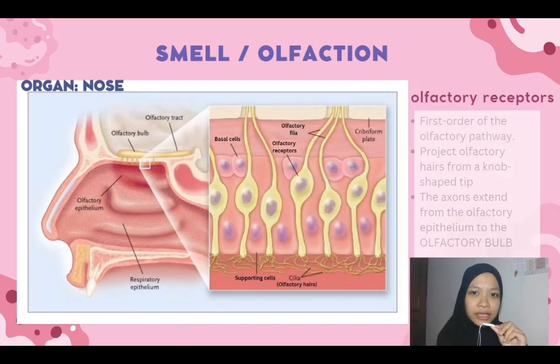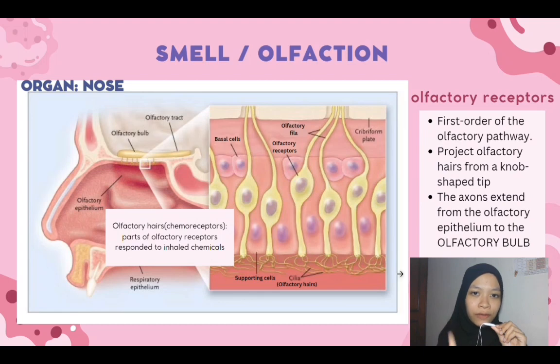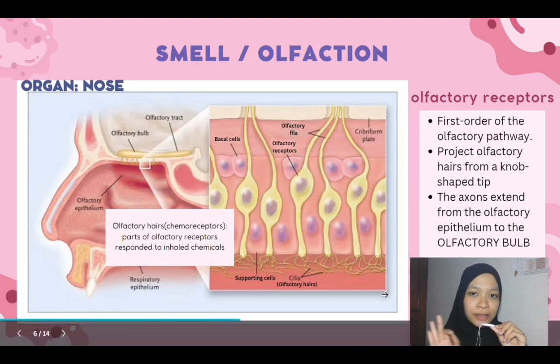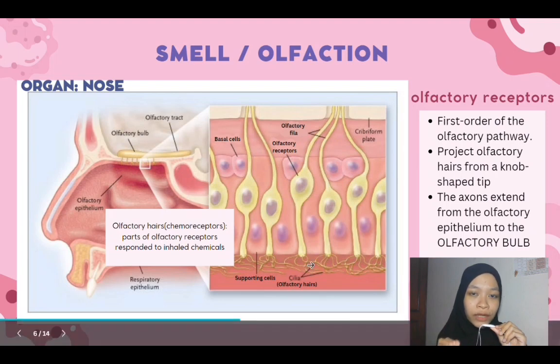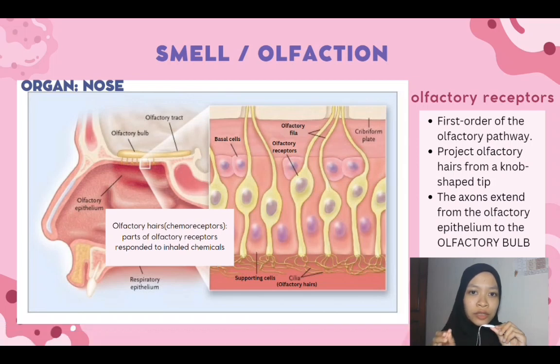The olfactory receptor is the first-order neuron of the olfactory pathway. It projects several cilia called olfactory hairs from a knob-shaped tip on each olfactory receptor. Olfactory hairs, which are the chemoreceptors, are the parts of olfactory receptors that respond to inhaled chemicals. Chemicals that have odor can stimulate the olfactory hairs. The axons of olfactory receptors extend from the olfactory epithelium to the olfactory bulb.